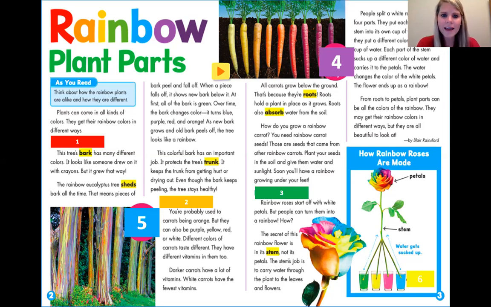Before I start reading, I think I can see 3 main plants that we're going to be focusing on. We've got that eucalyptus tree down there at the bottom, the rainbow eucalyptus from the cover. I see beautiful rainbow colored carrots up here at the top. And then I see this really pretty rainbow rose down at the bottom. All right, plants can come in all kinds of colors. They get their rainbow colors in different ways. All right, so that's just my little introductory paragraph, and now we're about to get into our main first section.